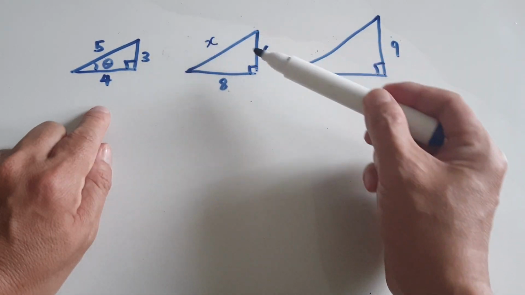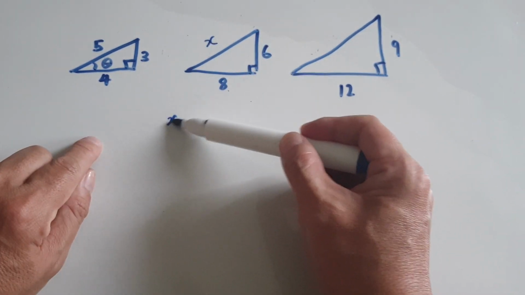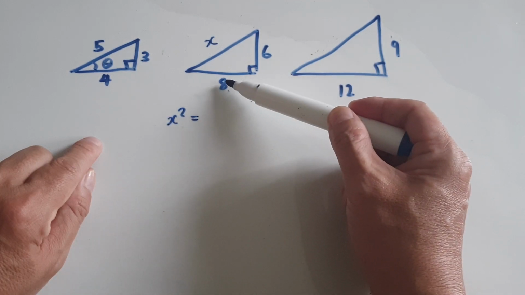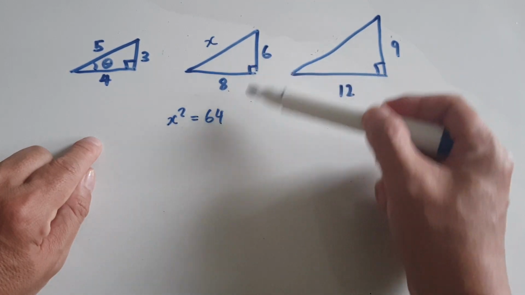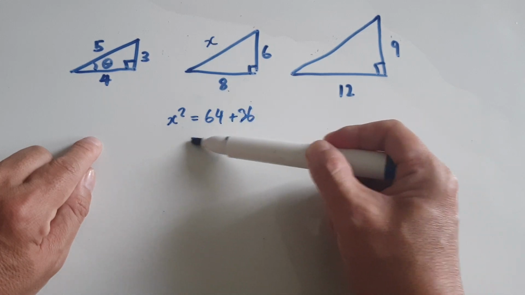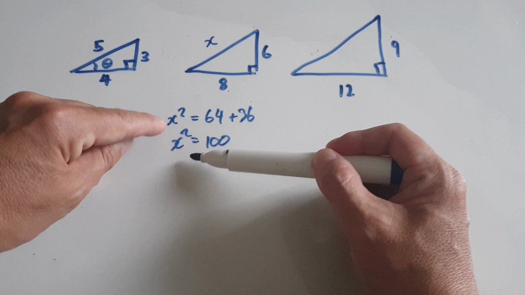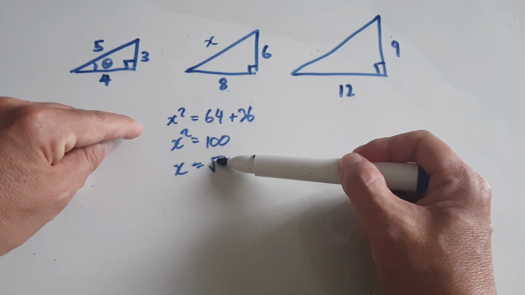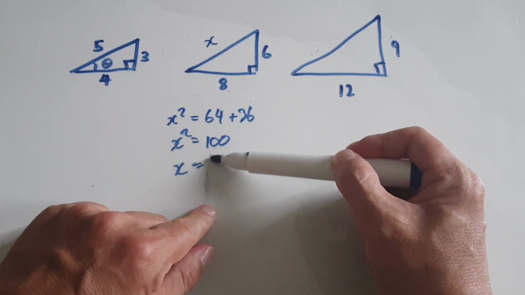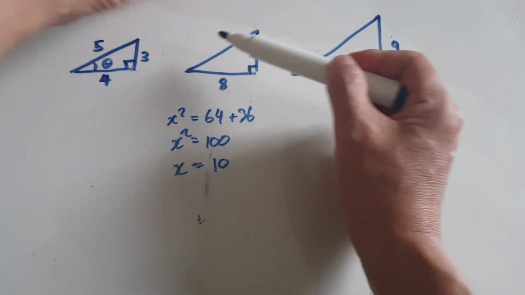What is this length here? So let's use Pythagoras. So x squared equals 8 times 8 would be 64. 6 times 6 would be 36. Add the two together, 100. Square root both sides, so x equals the square root of 100, it would be 10. So this length here is 10.